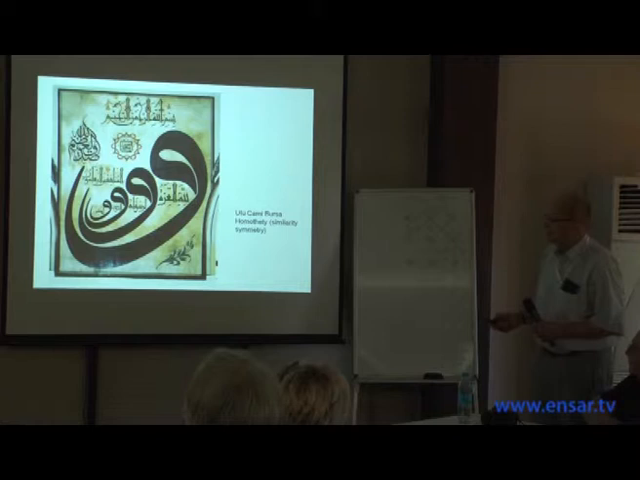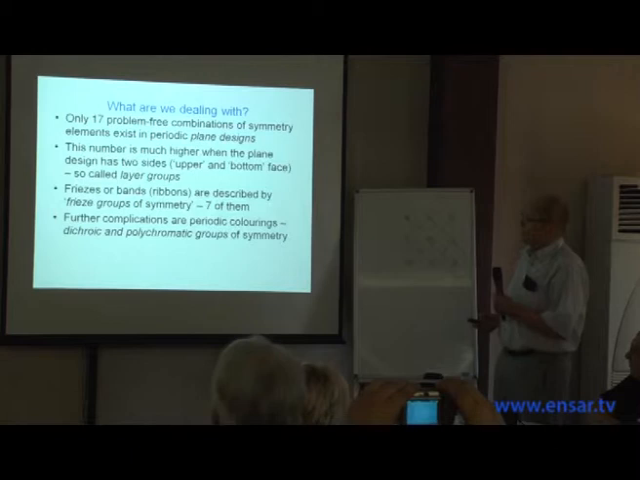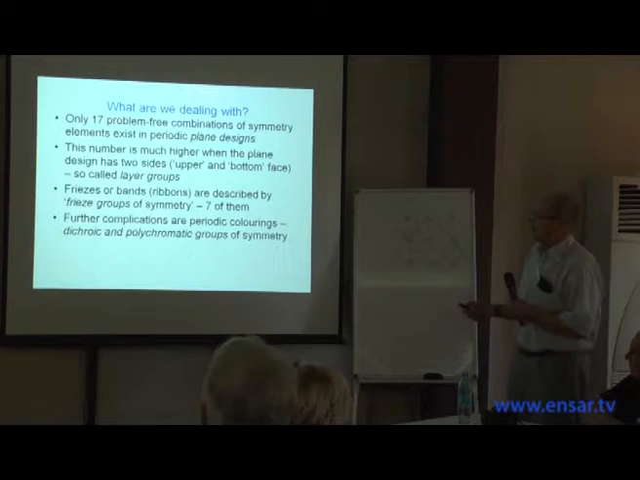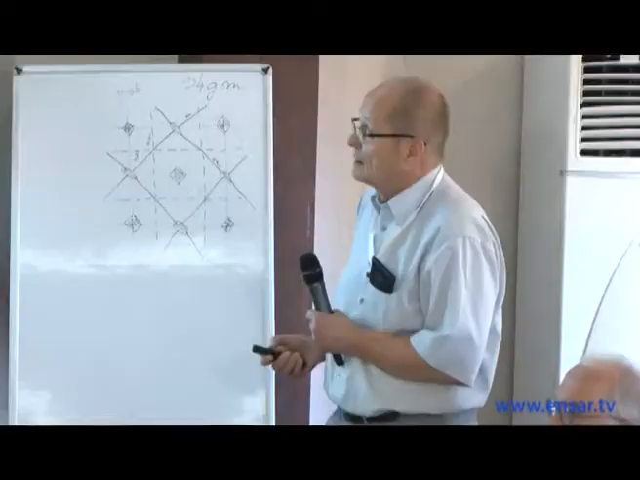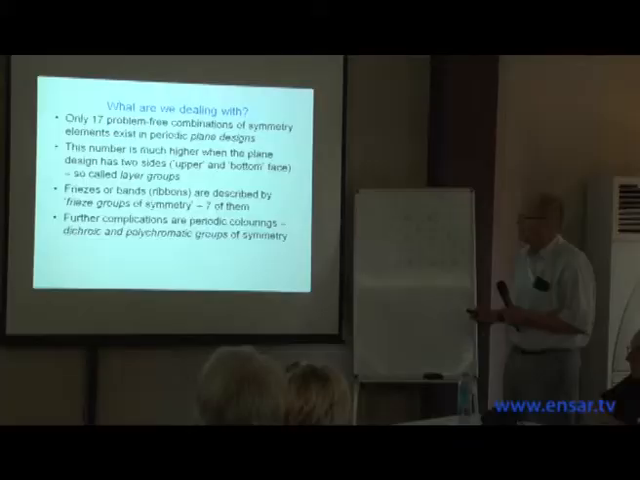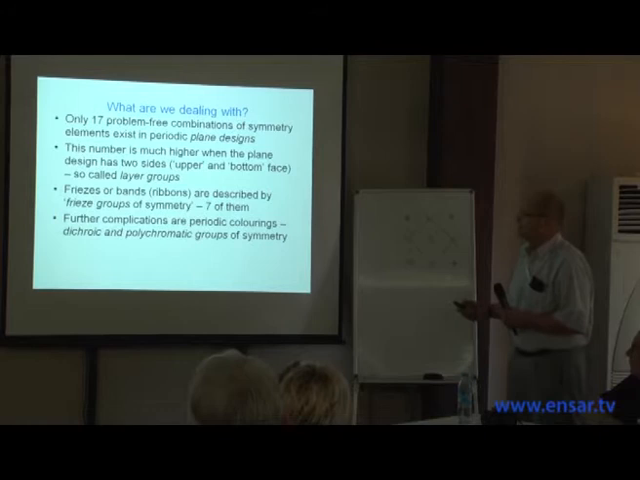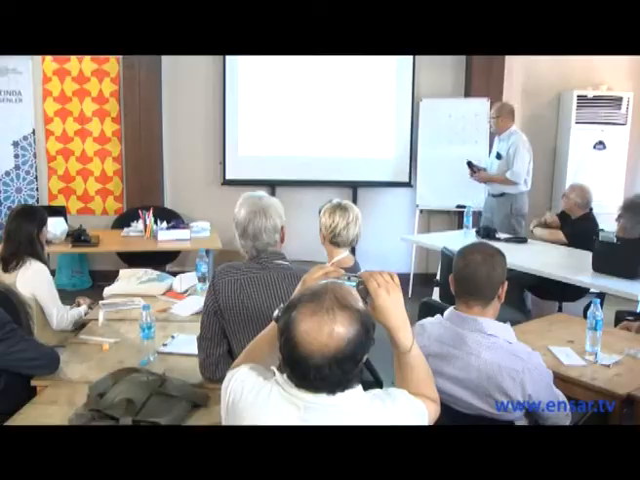What are we dealing with? People normally simply don't think about it. There are only 17 problem-free combinations of symmetry elements in the plane, no more. So it's a freedom within rules. It's almost like living in a state. You have laws, you are free, in some states at least, but you simply have to obey laws. So there are no other combinations. But the plane, as such, has one surface, and there is no top and bottom, you can't go to the other side of it, you are simply in it.